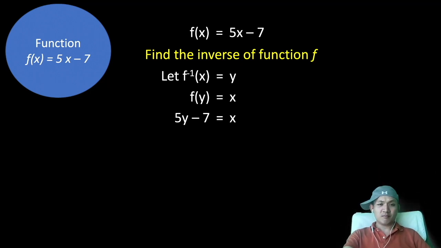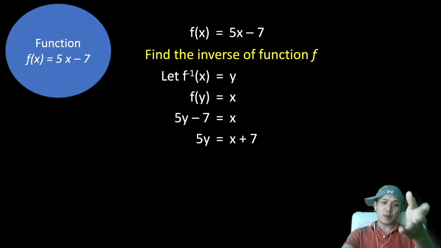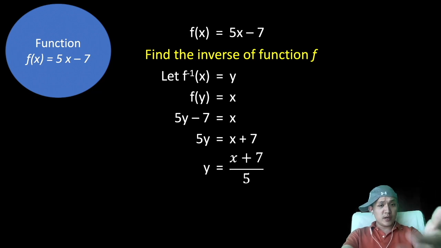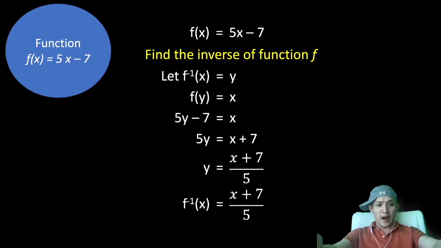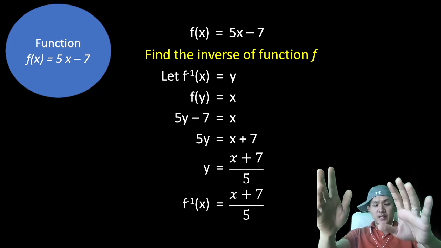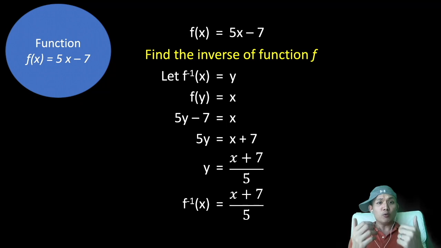We just replace the x up there with y. It's the same thing. And hence we have this. And at the end, we run some algebraic operations. We have y is (x plus 7) divided by 5. And also we know that from the first step, y is also the inverse of f. That's it. Simple as that.